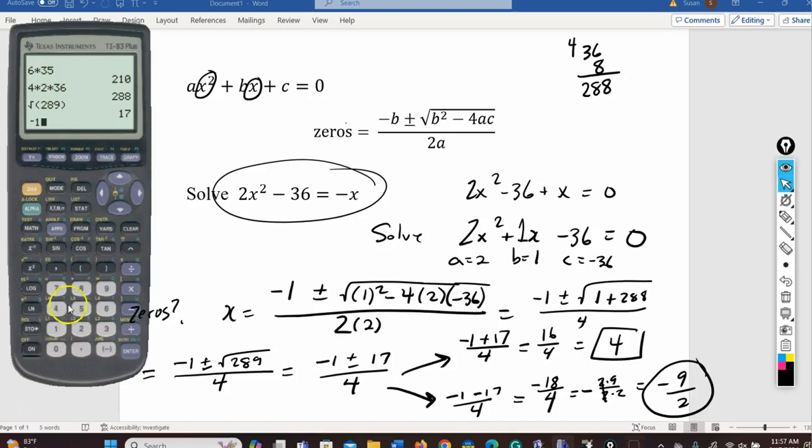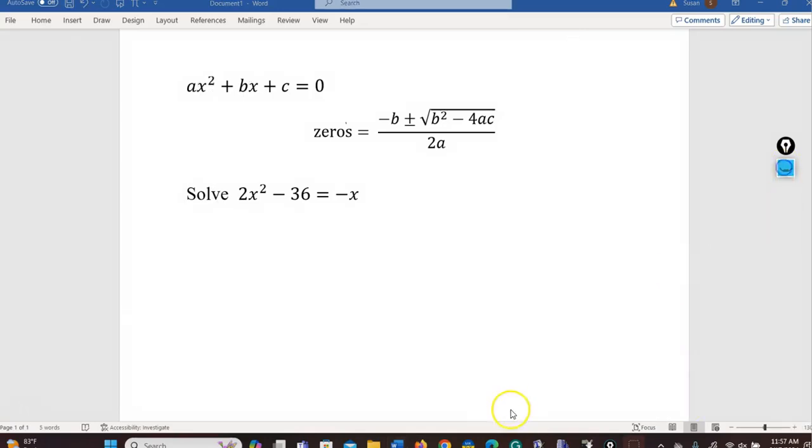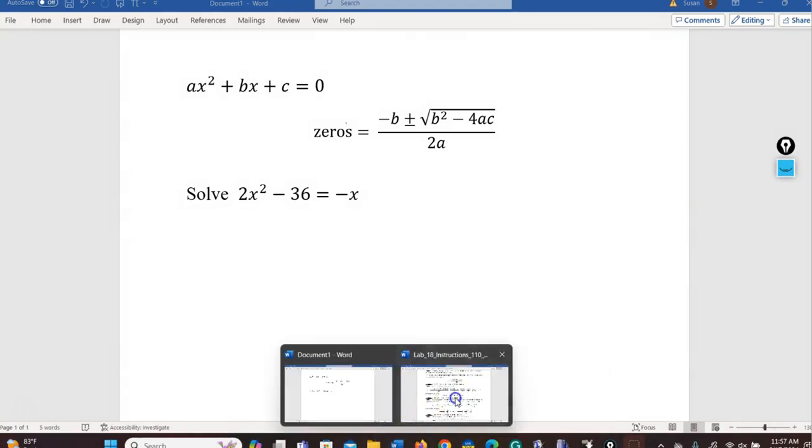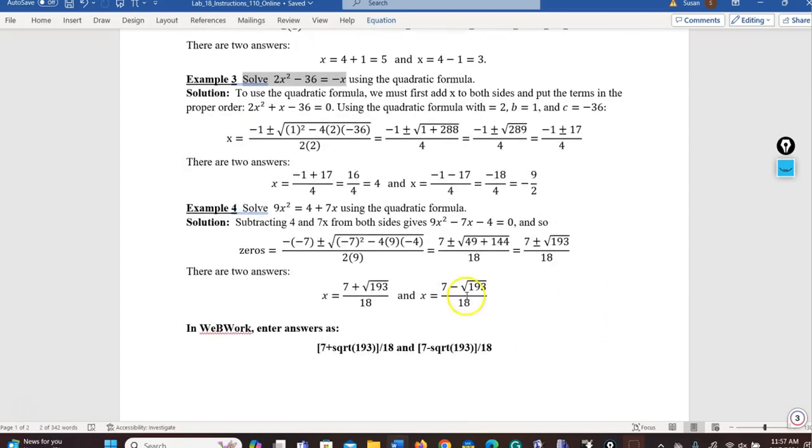So -18/4, enter, then math, enter, -9/2. So those are my two solutions. Now let's check it with the lab sheet, with the calculation sheet. So here I used the plus symbol and got 4, and here I used the minus symbol and in reduced form -9/2. Okay, so again, let's look at this one and see what we're going to get.